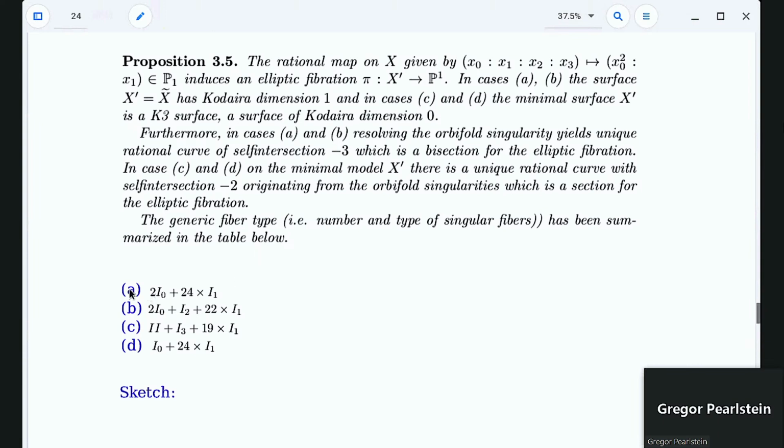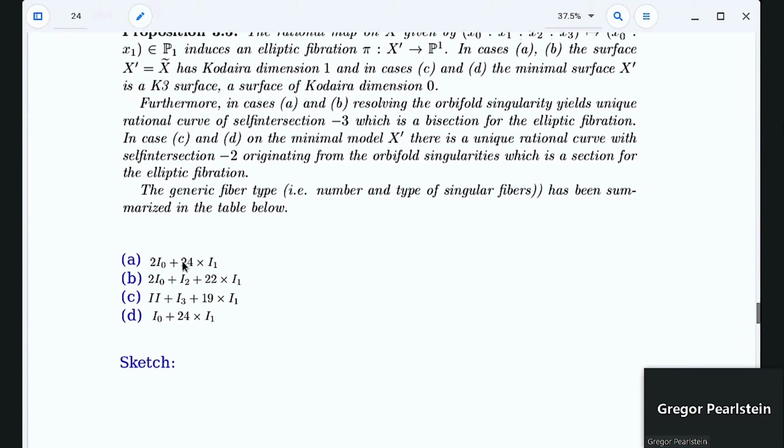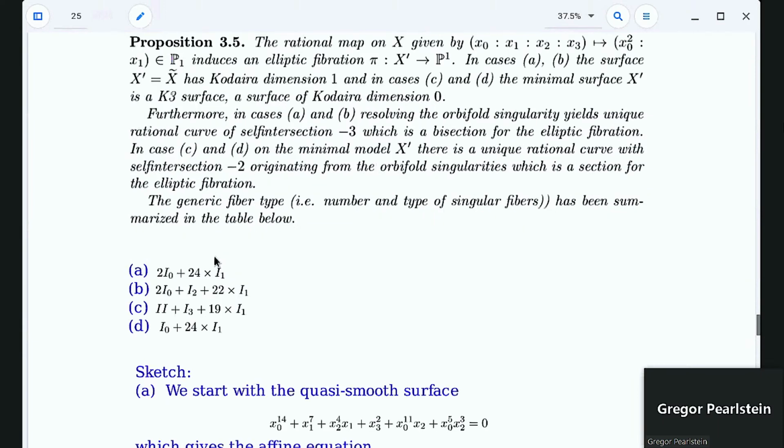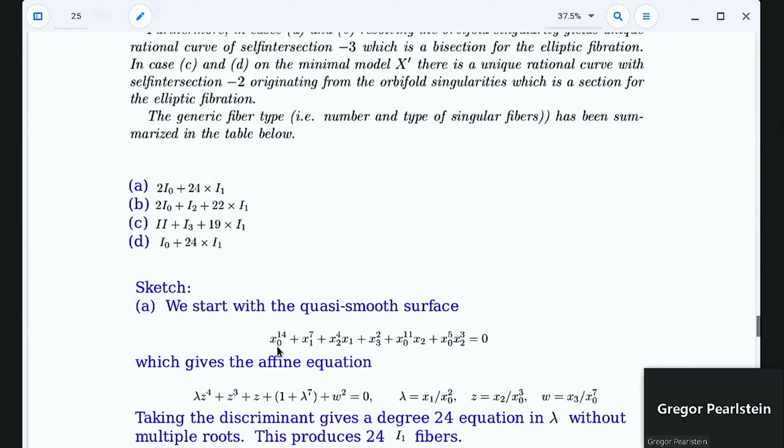So in case A, in Cattani's notation, there's one fiber which is of type 2I0, and there's 24 of these I1 fibers. Now if you haven't seen Cattani's table, maybe we're just going to look at the sketch, and hopefully that tells you enough about what these things mean. So for case A, we're going to start with a particular quasi-smooth surface.